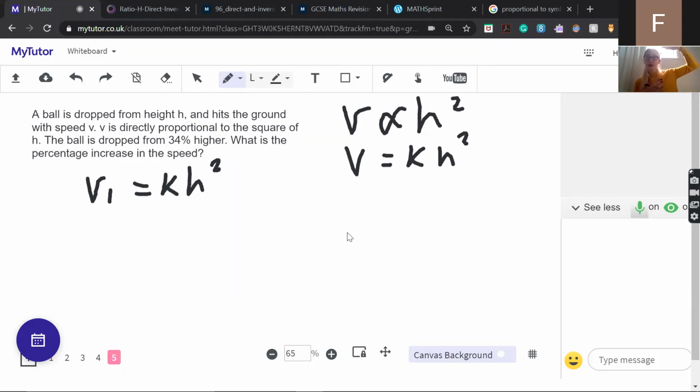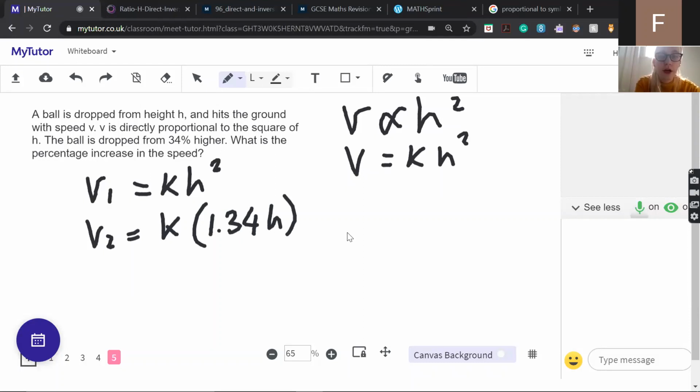So this is before the increase, our base height. And now we're getting 34% higher. So it's going to have a new velocity. We don't know what it is, so we'll call it V2. But we've got 34% higher. So we know that that's 1.34 times that h. So instead of h, it's actually 1.34 h. Again, we could have called this h2, but we know h2 in terms of this first h1, we know it's 1.34 times more. That's how we're writing it.